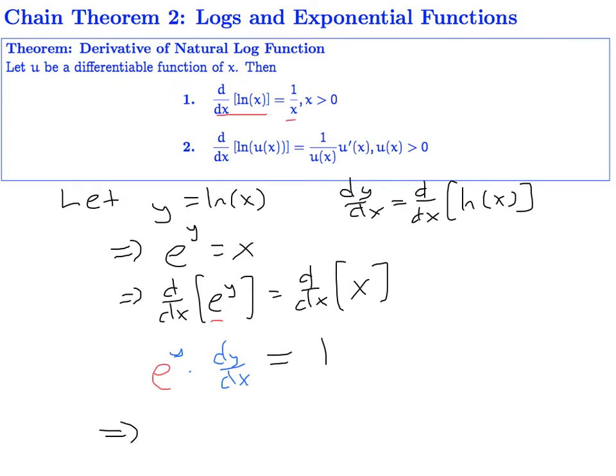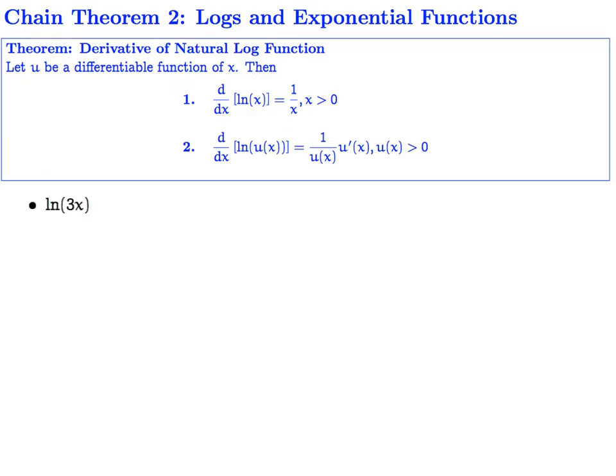Now if we solve this, the derivative of y with respect to x, which we wanted, is going to be 1 over e to the y, which we can write as 1 over x. Remember, way back up here we said that e to the y is x, so this is why we can replace our e to the y with x. So now we have that the derivative of the natural log of x is equal to just 1 over x, and that was our theorem.